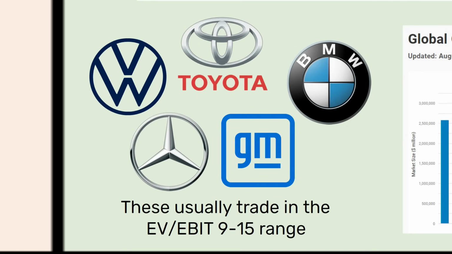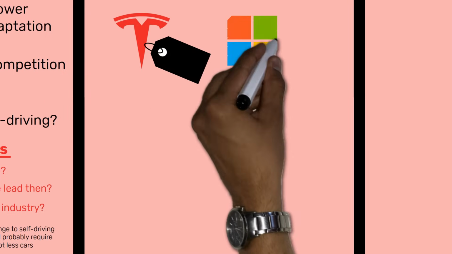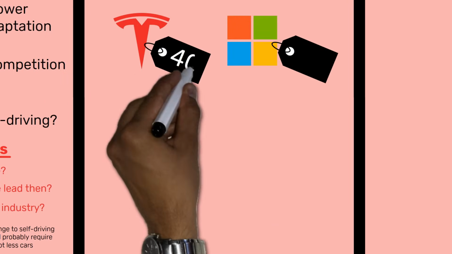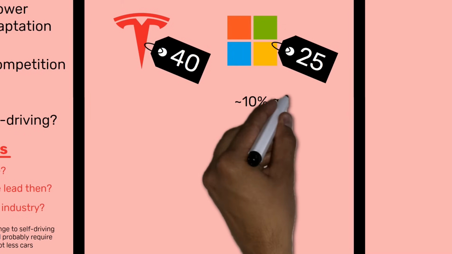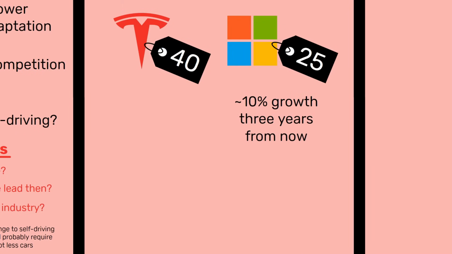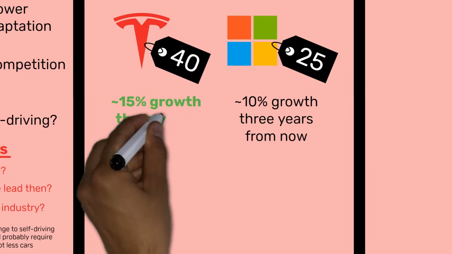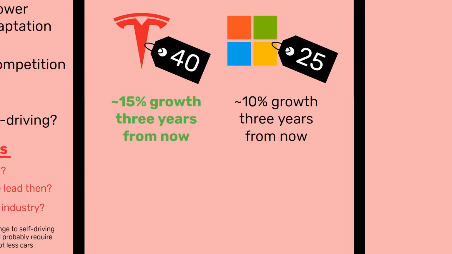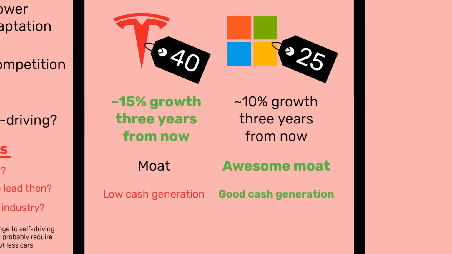Not only is Tesla's EV/EBIT 40 in 3 years high relative to other auto manufacturers, but it is also high compared to Microsoft and Apple. Take Microsoft's EV/EBIT 25, for example. In 3 years, we think it's likely that Microsoft can grow by some 10% plus. It would still be impressive if Tesla only managed to grow by 15%. And if that would be the case, would Tesla even deserve a higher valuation than Microsoft, given Microsoft's wider moat, higher cash flow generation, and the fact that the company isn't as cyclical? Maybe not. And a Tesla at EV/EBIT 25 in 3 years would hurt shareholders' returns a ton.